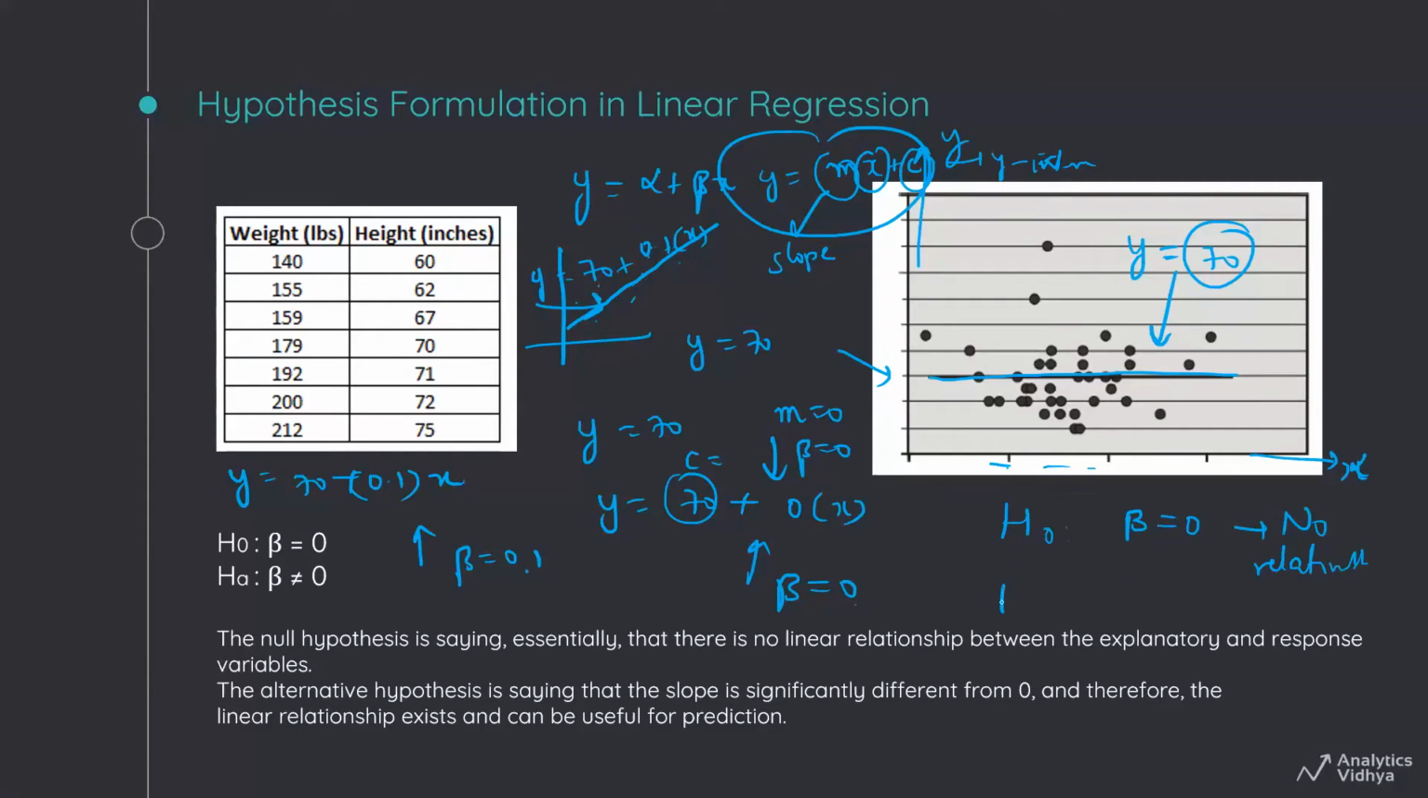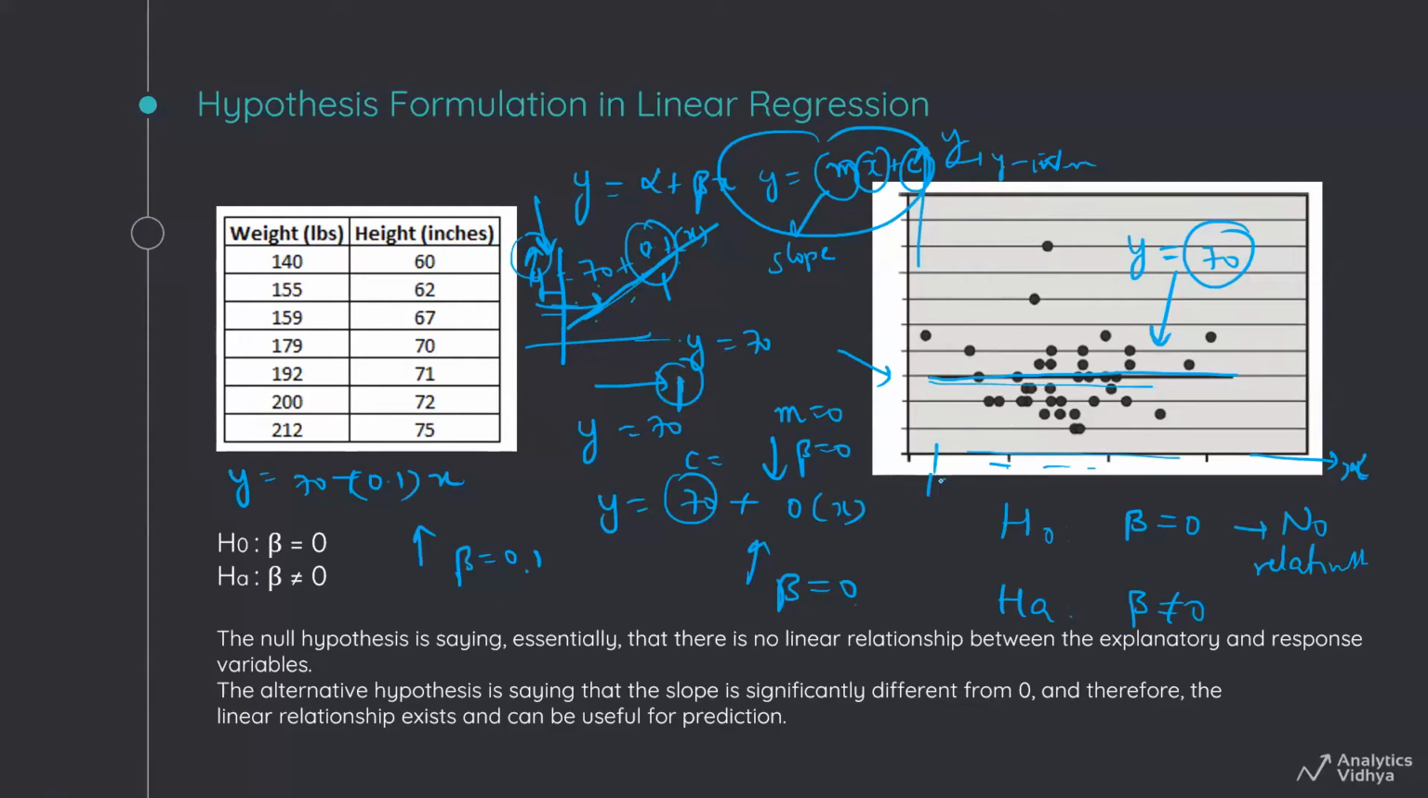Whereas my alternate hypothesis is that my slope is not 0, which is the second case. In this case, my slope is not 0. There is some 0.1 slope, which suggests that the values of y are definitely dependent upon x, which means as x is increasing, y is also increasing, right? Correct? In this case, no. As x increases, the y value remains constant.